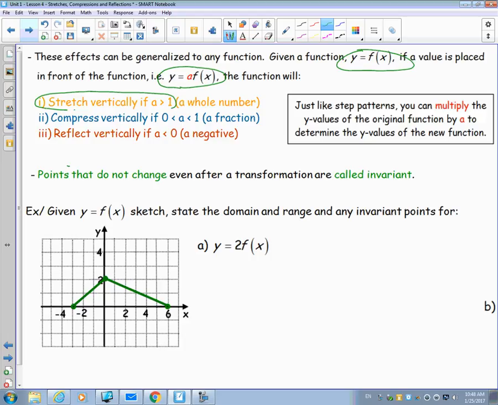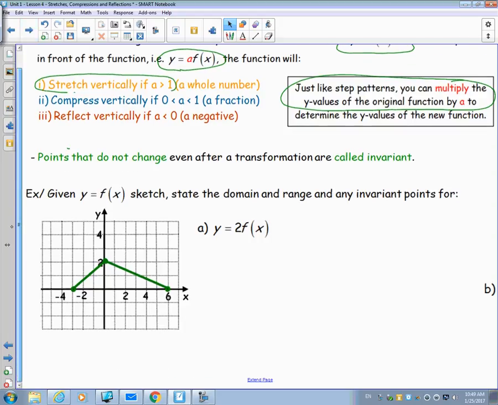So when I deal with a regular function, what I can do instead is I can multiply the y values of the original function by a, and I'll get some new y values. And that will create a new function for me. Something that's been stretched, compressed, or reflected in a vertical way.